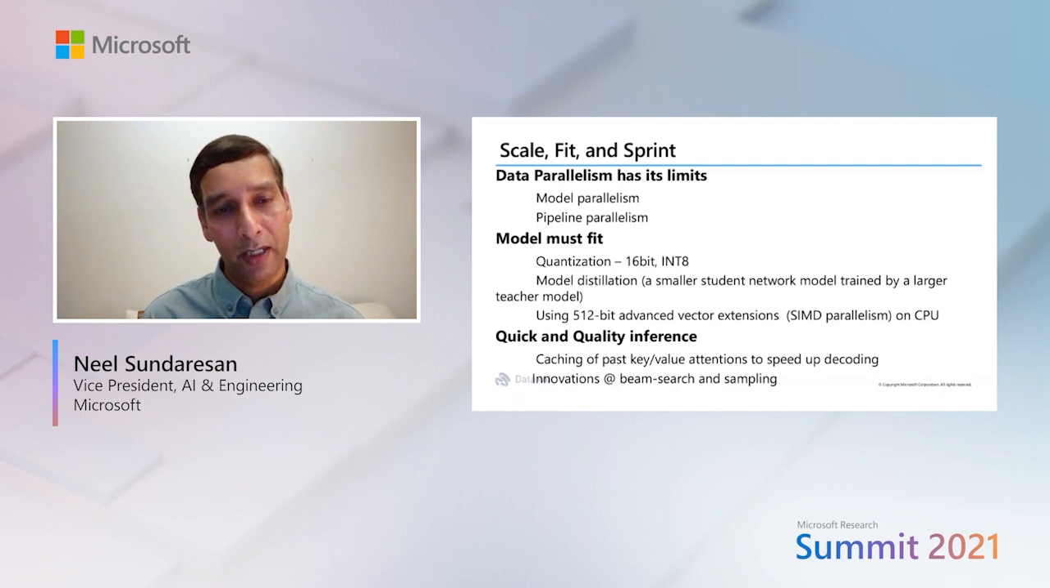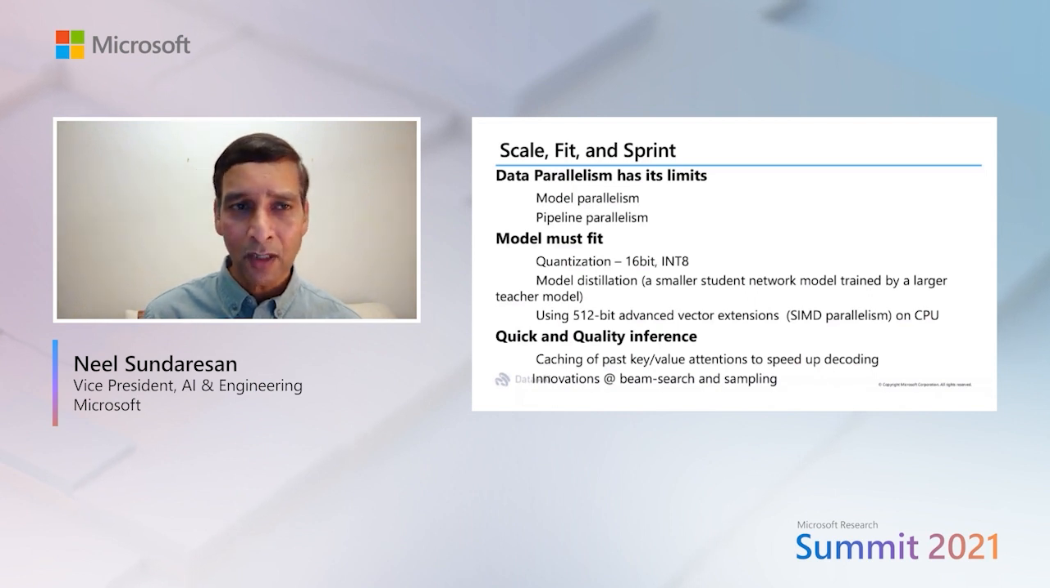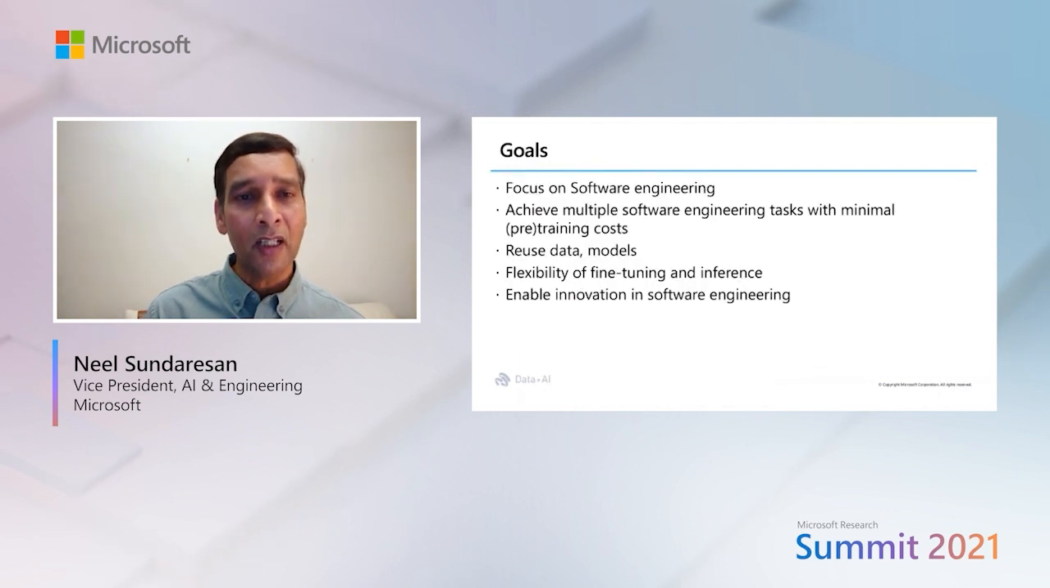We need to do 16-bit and int8 arithmetic. We need to distill the model by removing layers, by building small student networks out of the large models, right? And we need to take advantage of the SIMD parallelism that was available on the CPU, right? We had to do other kinds of engineering tricks, like caching values from the client, and we had to do innovations in beam search and sampling for faster inference and better recommendations. So these were things that you had to do to push it to production, make the developer happy, and make it work, right?